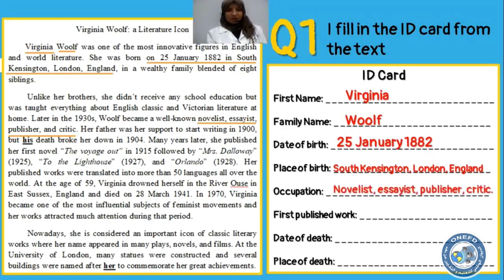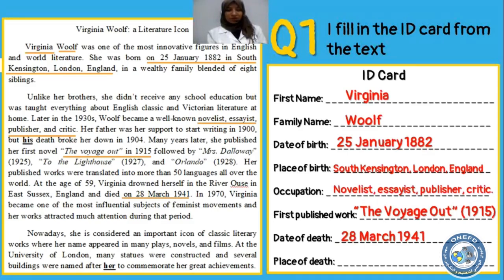Now, first published work, we have the word first in the text, which indicates number 1, the first novel, which is The Voyage, out in 1915. Now for date of death. Date of death, you find the verb died. So it's here in paragraph 2, and here's the information about the date: 28th March 1941.